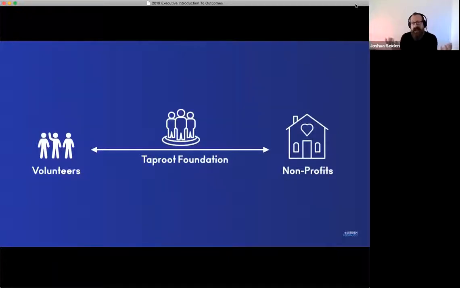essentially a consulting engagement, a 3-month, 6-month, 9-month consulting engagement in which the volunteers and Taproot people and the nonprofits all work together to produce this marketing plan or this HR plan or whatever needs to get done.